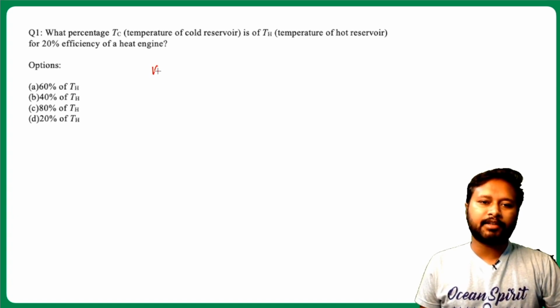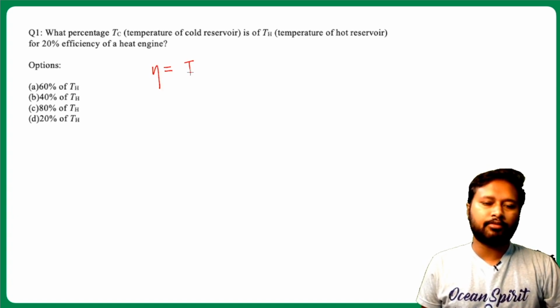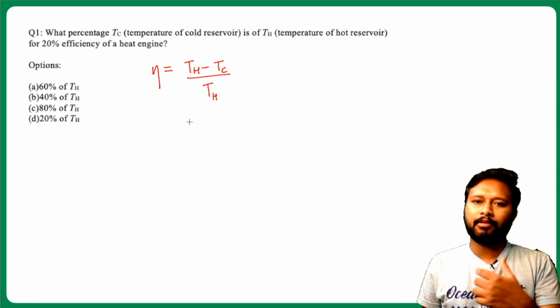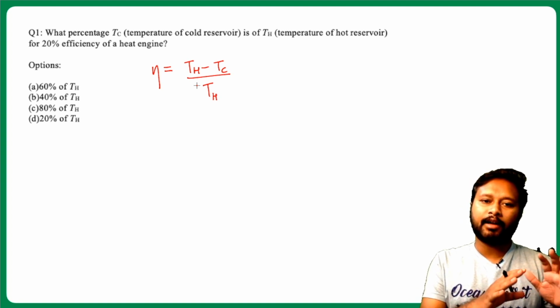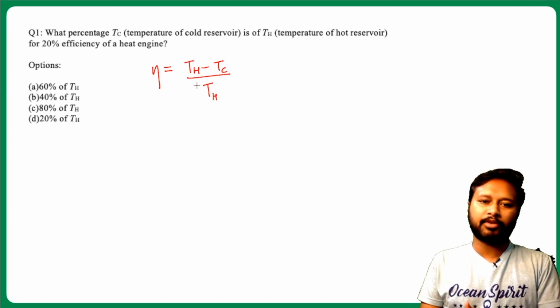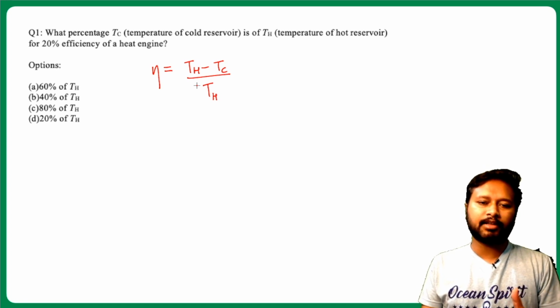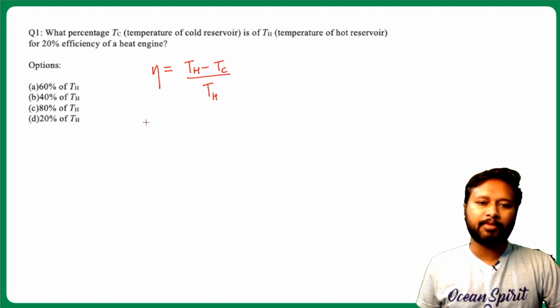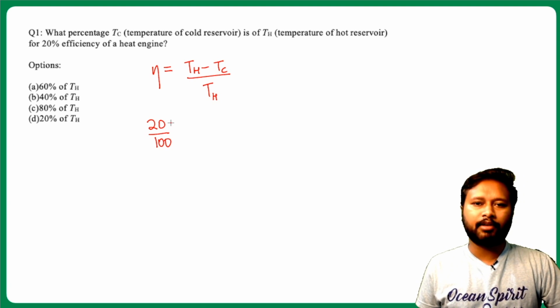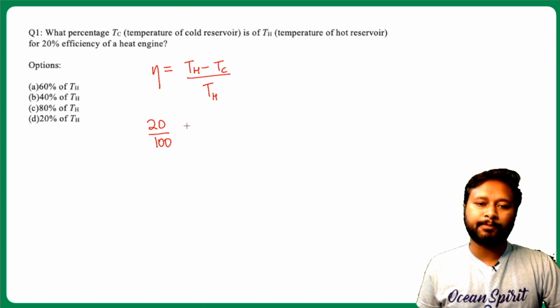So efficiency, that is given by eta, is equal to Th minus Tc divided by Th. Now in many cases you might have remembered it as T2 minus T1 upon T2. That also doesn't matter, but this way Th and Tc makes it easier for you to understand what is the temperature of the hotter substance and what is the temperature of the colder substance. That is just a way of remembering it. Now since the efficiency is given to you as 20%, 20% means 20 upon 100, or you can even write it as 0.2.